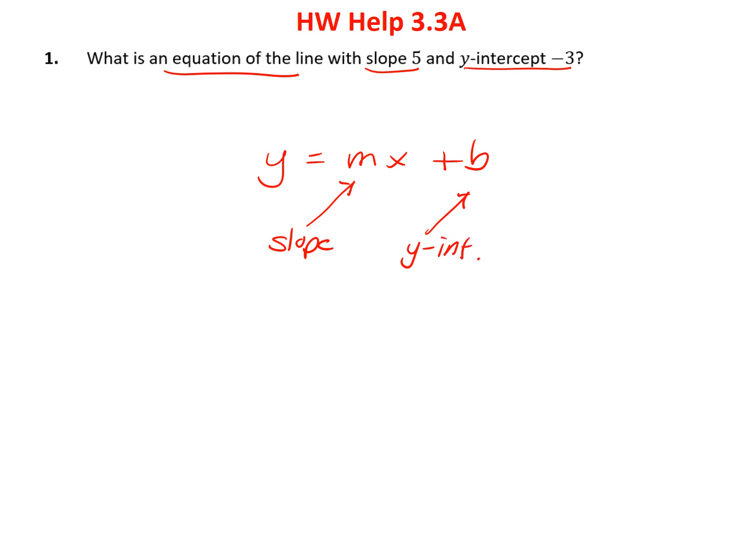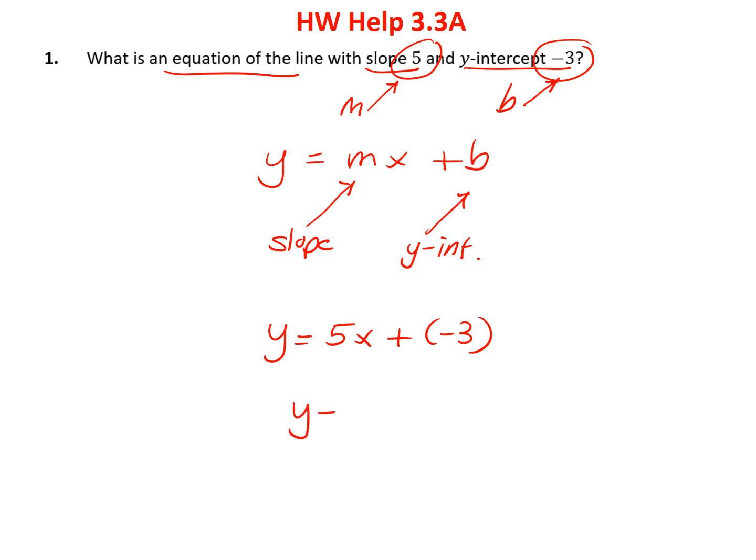Now in our case, our slope is m, and our y-intercept is b, so we just have to plug these numbers into our equation, and we have y equals 5x plus our b is minus 3, and we can rewrite the plus minus 3 as y equals 5x minus 3, and that's the equation of a line with a slope of 5 and a y-intercept of minus 3.